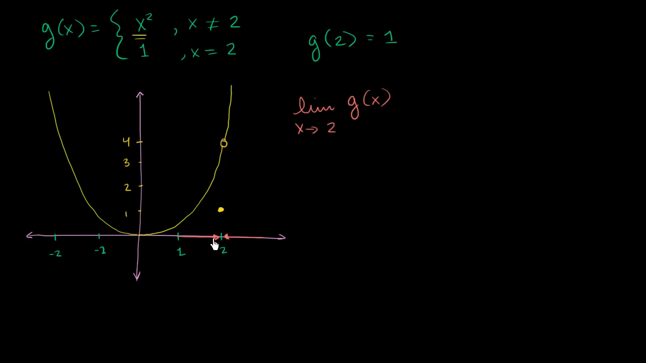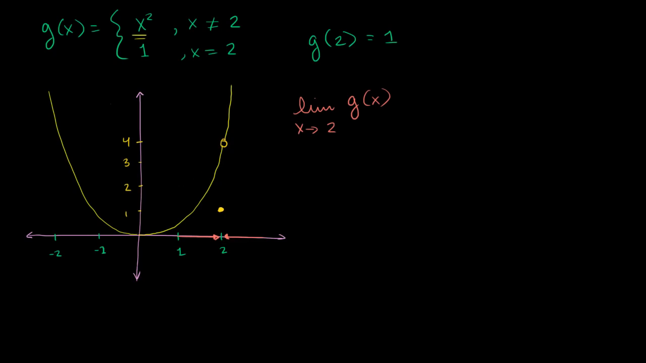So if you get to 1.9, and then 1.999, and then 1.999999, and then 1.9999999, what is g of x approaching? And if you were to go from the positive direction, if you were to say 2.1, what's g of 2.1? What's g of 2.01? What's g of 2.001?